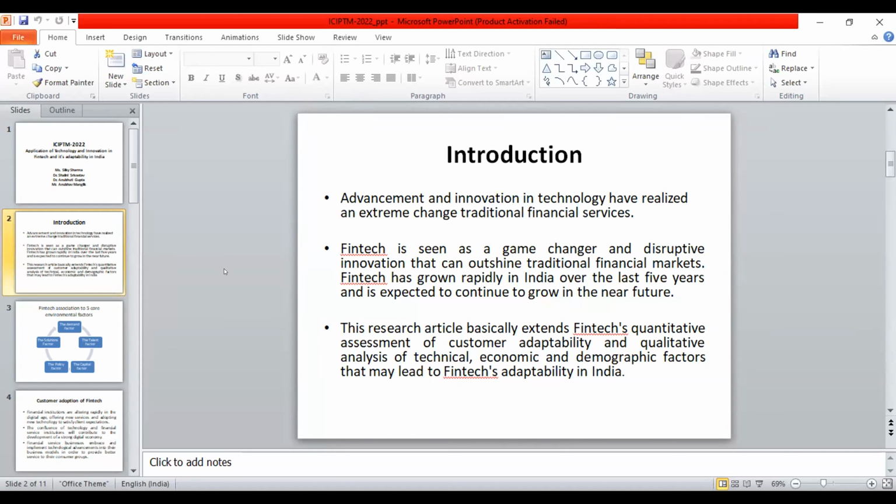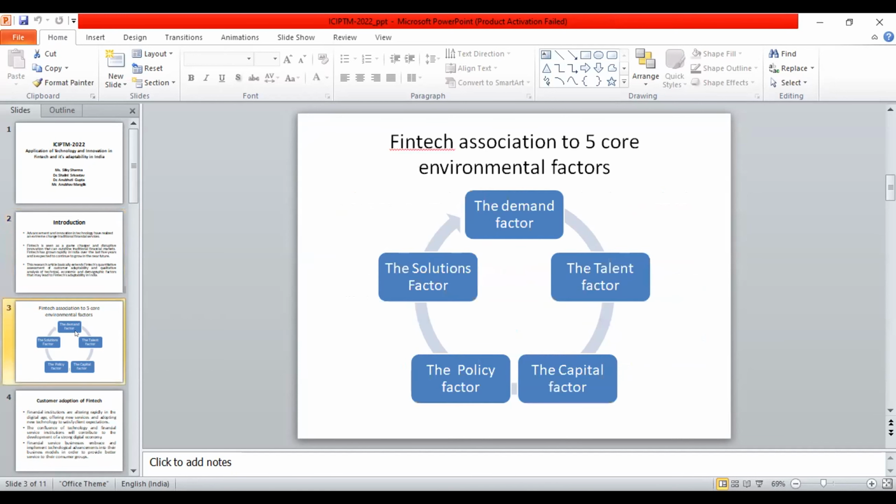Over the last 5 years, because of this pandemic and this COVID era, the adaptability of fintech has grown to a large extent because people are normally trying to find access through various technological tools to do their financial transactions. So the basic association of fintech is in majorly 5 core areas which we have analyzed over the past years.